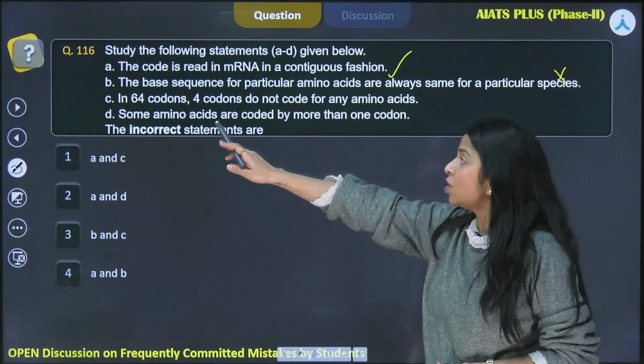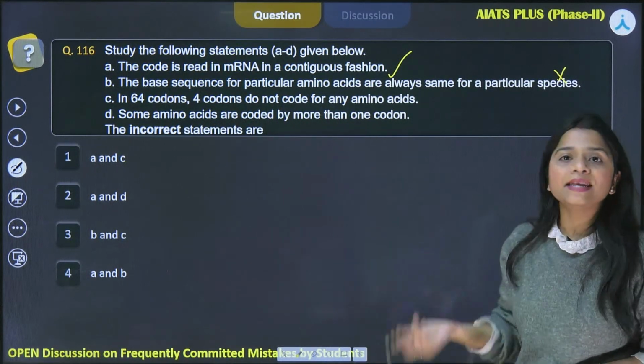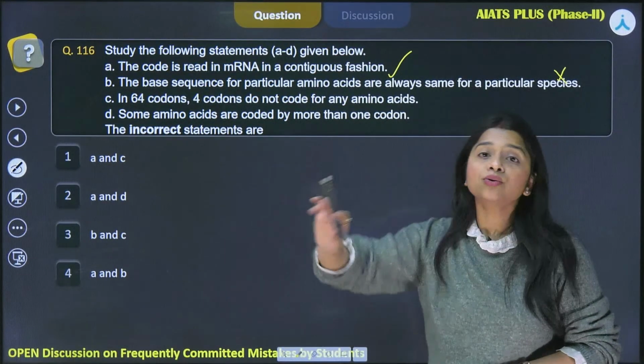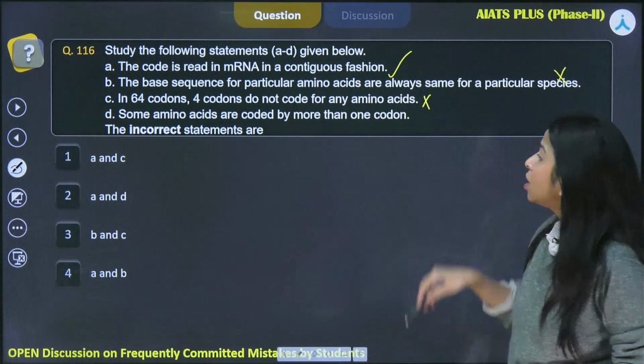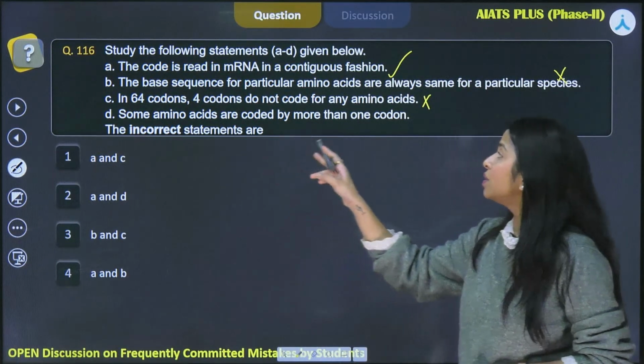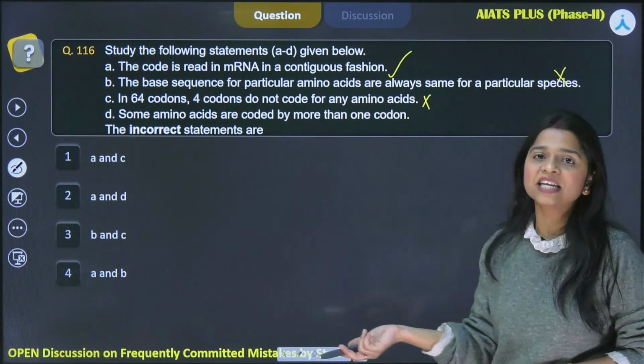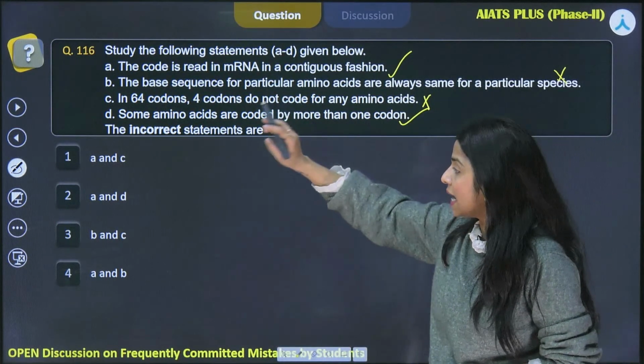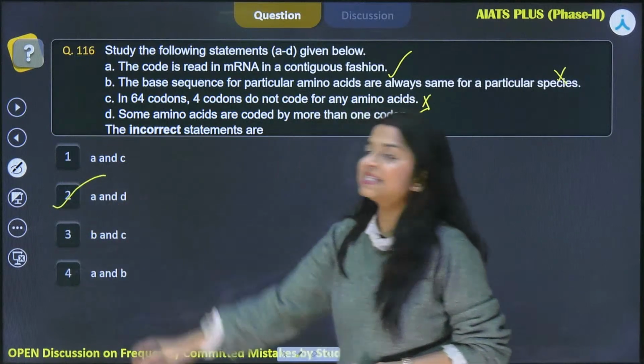In 64 codons, 4 codons do not code for any amino acid. No, only 3 codons are there that do not code for any amino acid. So this is also not true. Some amino acids are coded by more than one codon. That is the degeneracy. That is also true. So the correct statements are A and D and the correct answer is your second answer.